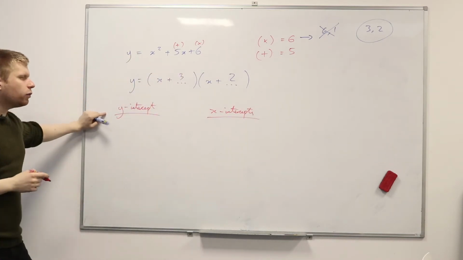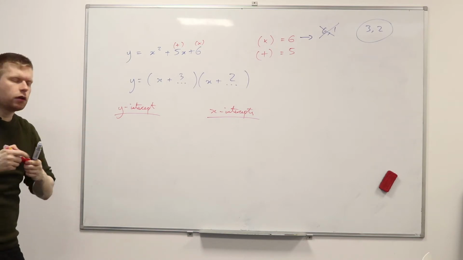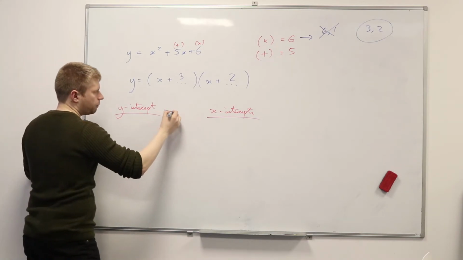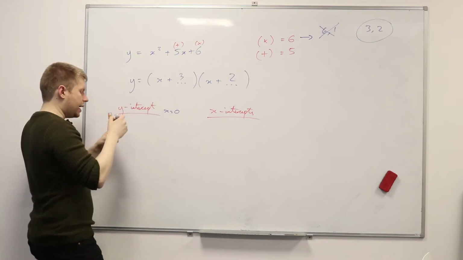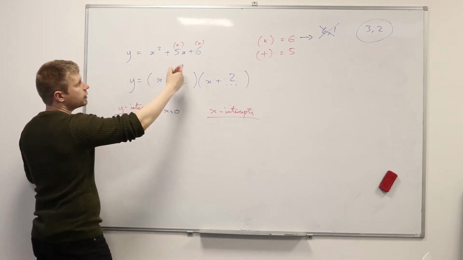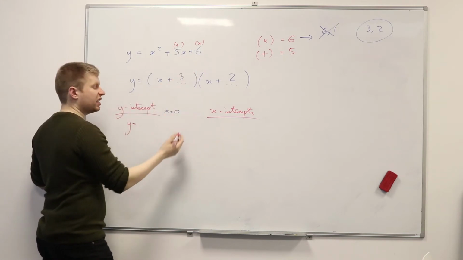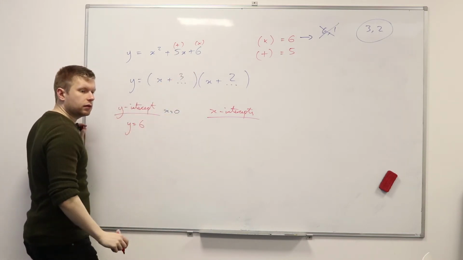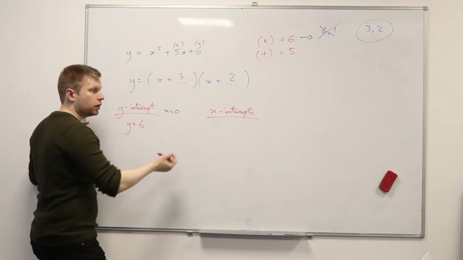So y-intercept, how do we find the y-intercepts again? X equals 0. Yeah, good. We set x to be 0. So if we set x to be 0 in here, what do we get? Well, we get y equals 0 squared plus 5 times 0 plus 6. That's 6. Okay, so we know our y-intercept's at 6.